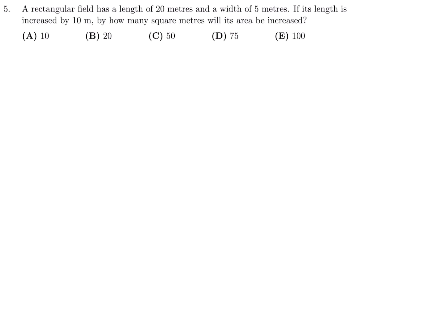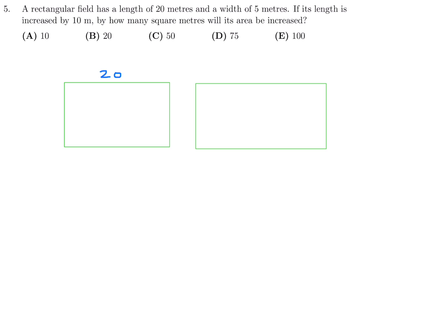A rectangular field has a length of 20 and a width of 5. If the length is increased by 10, how many square meters will its area be increased? So initially we've got this field, and then we're just going to increase the length. The dimensions are 20 by 5, and therefore the area is 20 times 5. So that is 100. So that's the area of that first rectangular field.